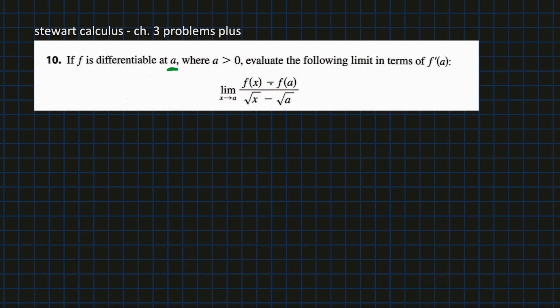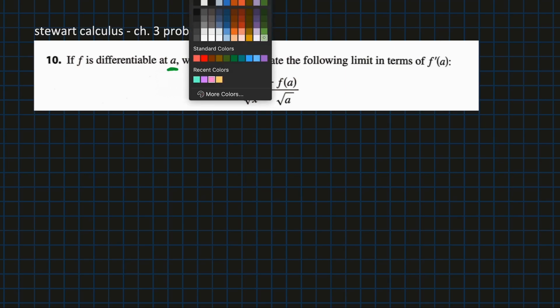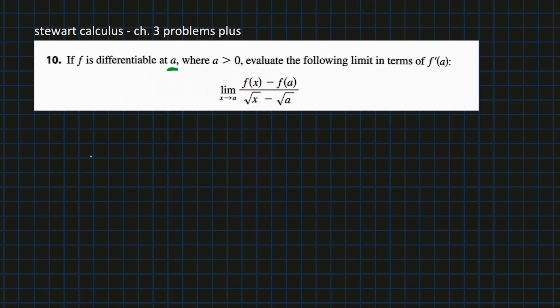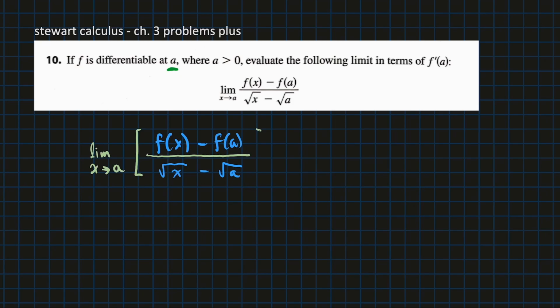Well, the first step you should always take to evaluate a limit is see if you get anything out of just plugging in a. So let's do that really quick and see what we get. Do we get a defined number? So we've got the limit as x approaches a. I'll just copy it down first. We've got inside f of x minus f of a all over square root of x minus the square root of a. So we are going to plug in x equals a.